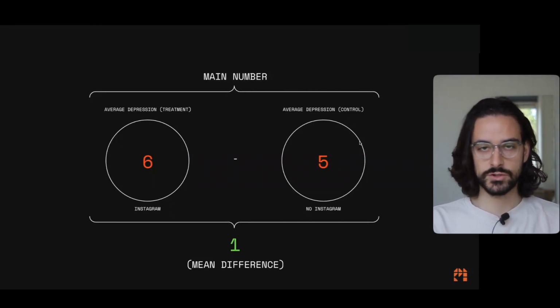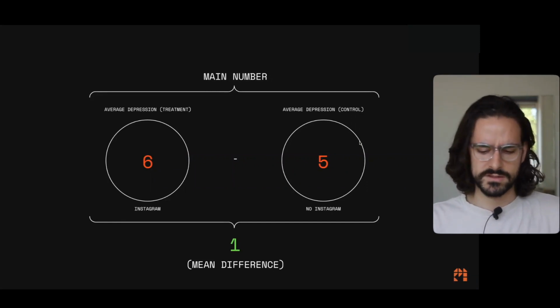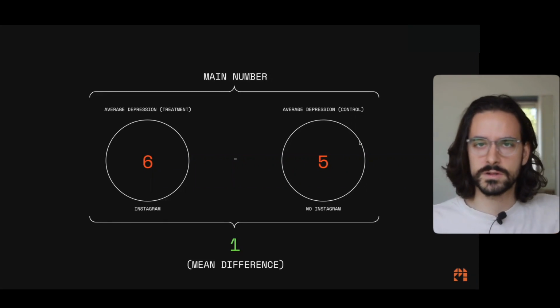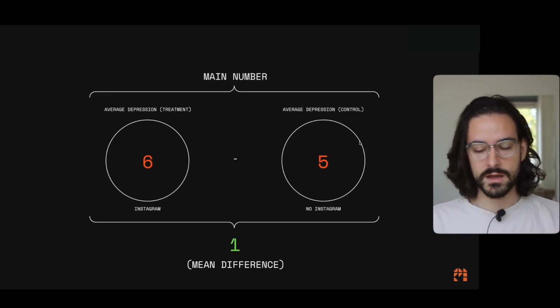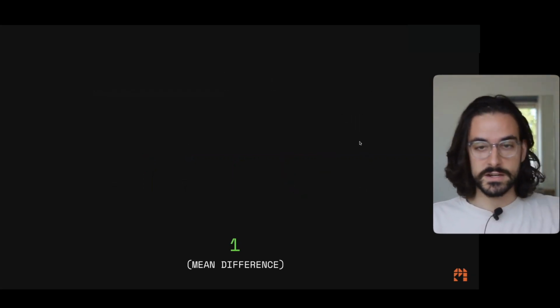In this situation, it's called the mean difference. In every test, it's going to have a different name. Sometimes it's going to be called coefficients, many different things. We're going to talk about that later. For today, we're going to use this example of mean difference, okay? So the main number here is the mean difference, and the mean difference is 1 because it's 6 minus 5, right?